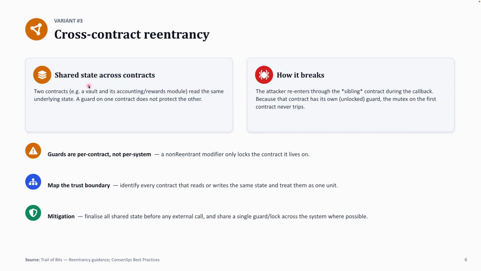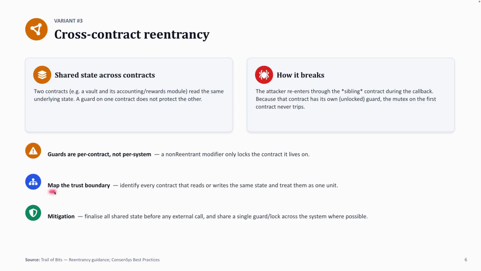Here we have two contracts, a vault and, let us say, an accounting or rewards module contract. If both of these contracts depend on a single state variable, and if you have applied a mutex on the vault contract, that will not protect the accounting or rewards module contract. The important thing to remember as auditors is, the guards or mutexes are per contract, they are not per system. A non-reentrant modifier only locks the contract it lives on.